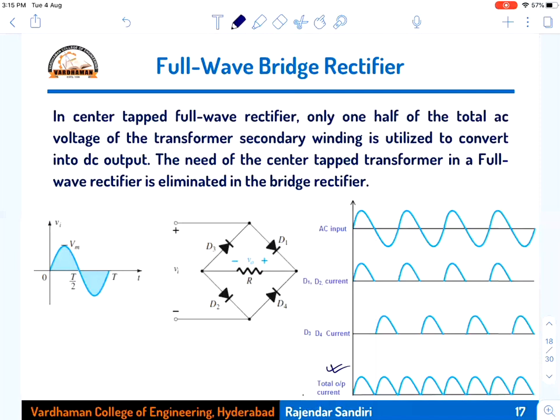A center tap transformer is replaced by a normal step down transformer, and instead of 2 diodes we are now connecting 4. That means the purpose of the center tap transformer is now served by the extra 2 diodes added in the circuit. So the diode network is now taking care of making both the cycles conduct. So the need for a center tap transformer in a full wave rectifier is eliminated in the bridge network. That is very, very important. The center tap transformer is removed in the bridge network.